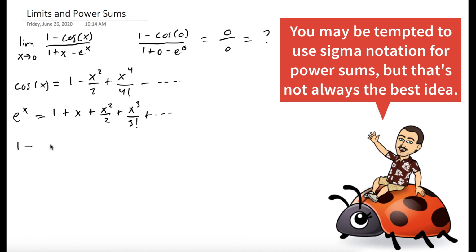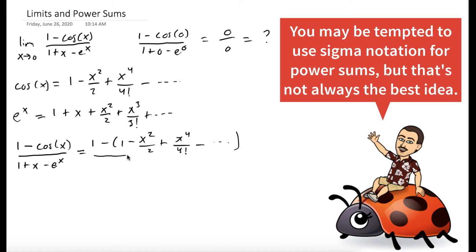Now let's sub those power series expansions into our initial expression. So 1 minus cosine of x all over 1 plus x minus e to the x, we could write as 1 minus, open bracket, 1 minus x squared over 2 plus x to the fourth over 4 factorial minus the higher power terms, all over 1 plus x minus, open bracket, 1 plus x plus x squared over 2 plus x to the third over 3 factorial plus higher power terms.